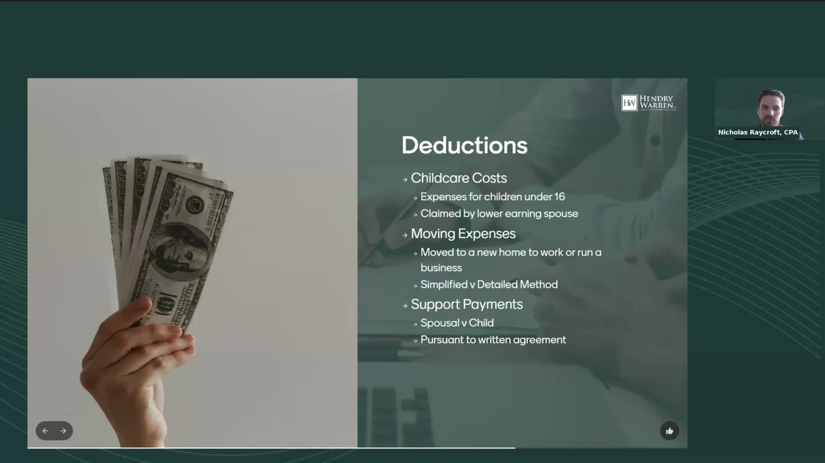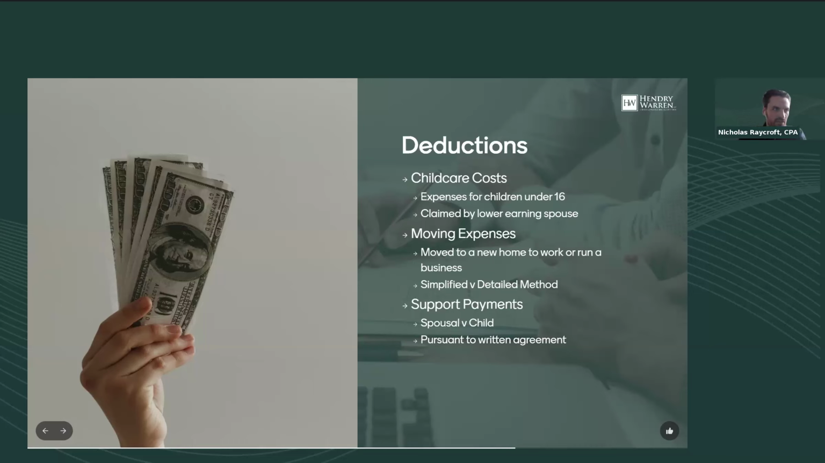So the highest marginal tax rate is above $200,000 in income. In Ontario, that's 53%. So if you're in the highest tax bracket, a deduction would save you about 53% in taxes. I have on the screen here a few common deductions that we see, so I'll run through those with you. The first one being childcare costs. So these are expenses for children under 16 that would allow you to earn employment income or run a business.